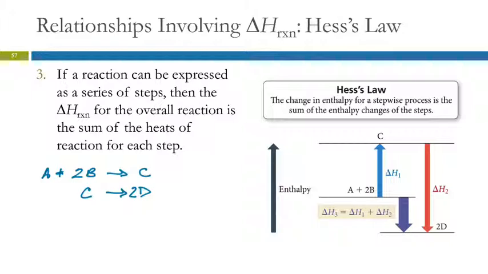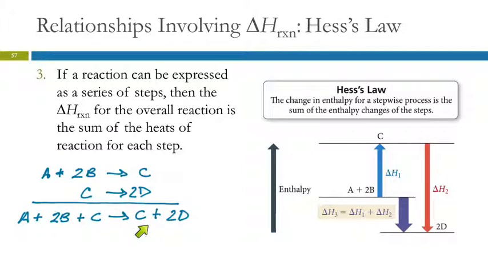Hopefully you remember that you can add mathematical equations together. We can do the same thing with chemical equations. So if we were to add these together, we've got A plus 2B plus C makes C plus 2D. Here we're using up C and we're creating C just like when we did net ionic equations. We can just cross that out because it's being used and made, and so it doesn't end up in the overall reaction. So that cancels out. So we can express this overall reaction as these two individual steps.